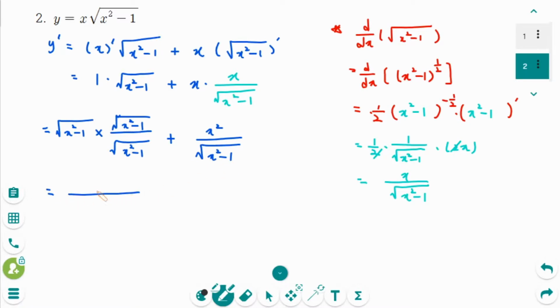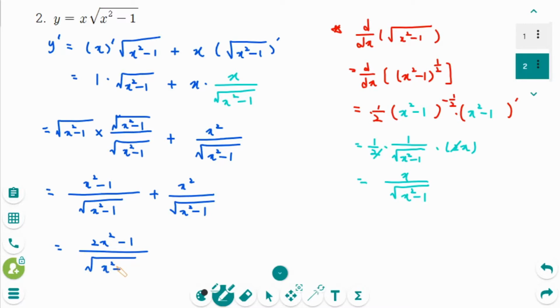Make the common denominator: x squared minus 1 over square root of x squared minus 1 plus x squared over square root of x squared minus 1. The final answer is (2x squared minus 1) over square root of x squared minus 1.